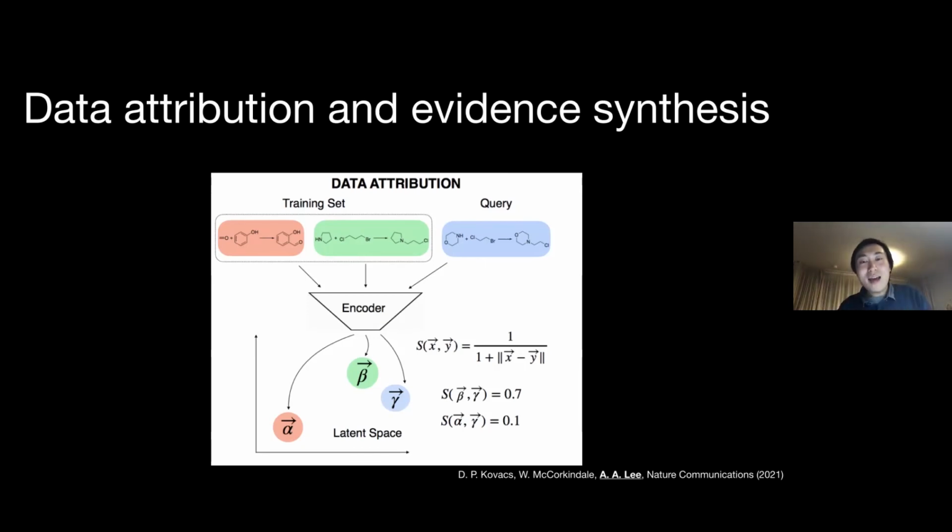So we're looking at data attribution according to the model. In this way, given a reaction, the model can say, hey, this is the adjacent reaction in the training set. And then we can see whether it makes sense or not.